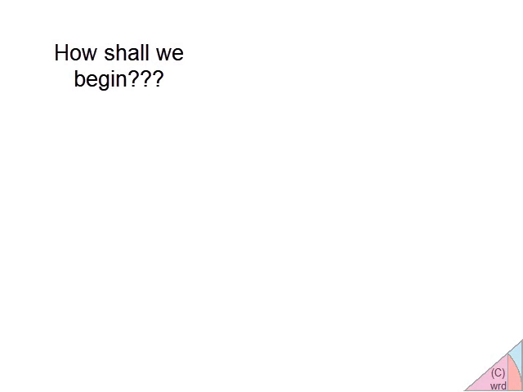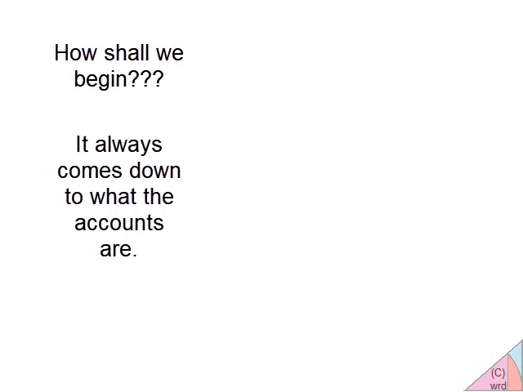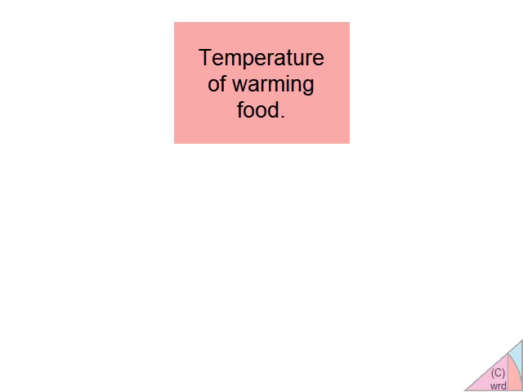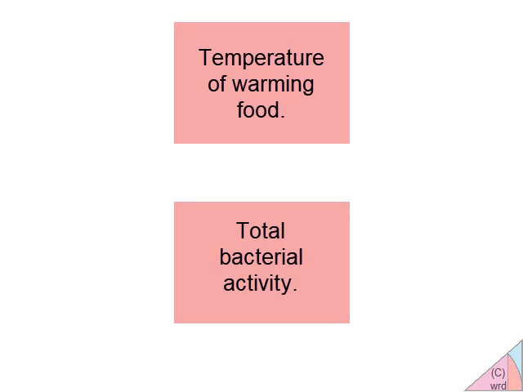What is involved in food safety? In other words, what accounts do we need? We have the increasing temperature of our warming food, in this case, a kind of poultry roasting in an oven. Food temperature is our first account. Our second account is total bacterial activity and thus contamination in the warming food.